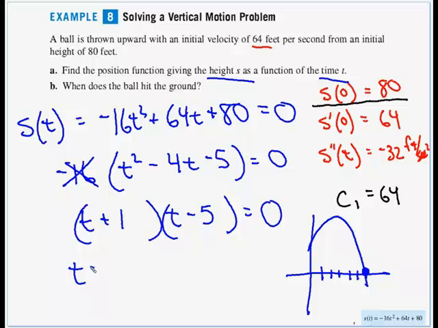We're going to get that the ball hits the ground at either time t equals negative 1, a second before we threw it, which doesn't make sense. Or when we set the second one equal to 0, we get t equals 5. 5 seconds after we throw the ball up in the air, it's going to hit the ground.